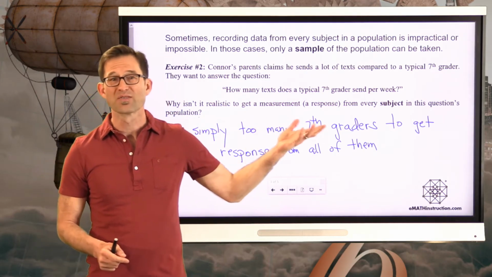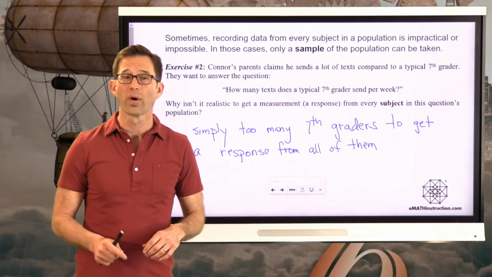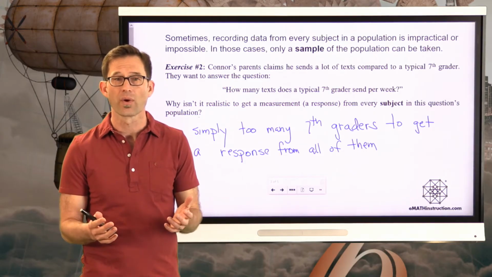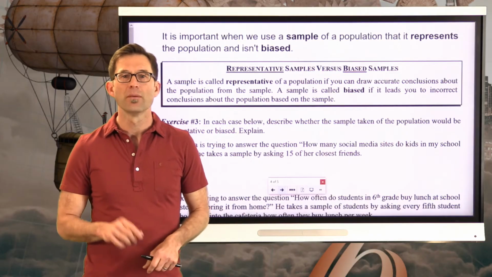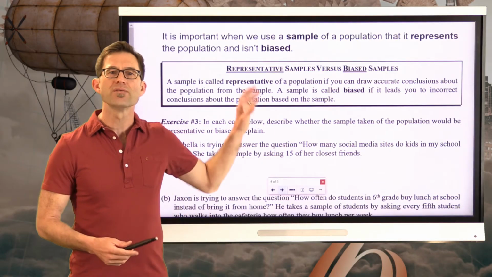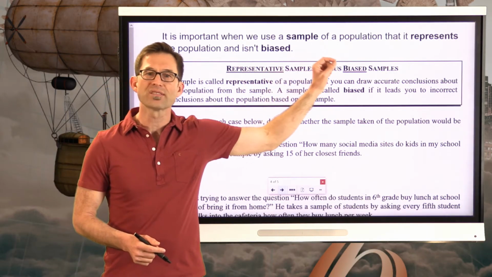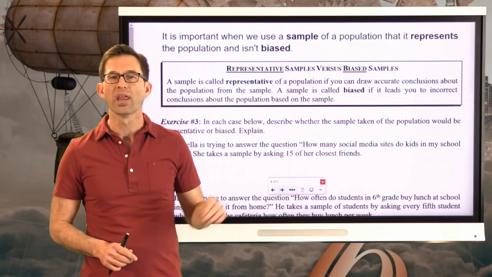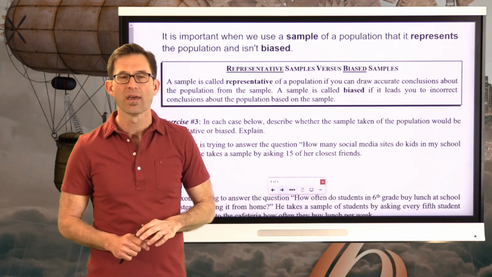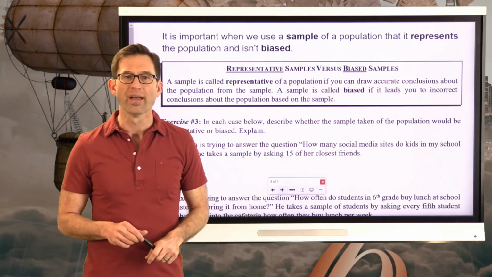So if Connor's parents really wanted to answer this question, what they'd want to do is get a sample of 7th graders, but they'd want that sample to be representative. So it is very important that when we use a sample of a population, it represents the population and isn't what's called biased. And you've probably heard of the word bias.